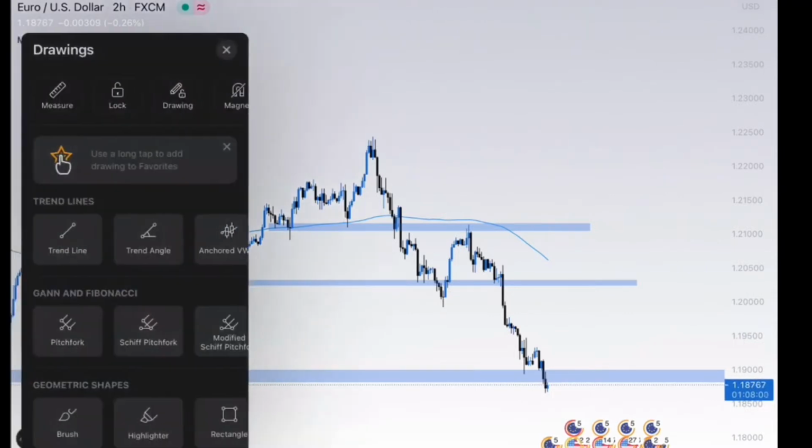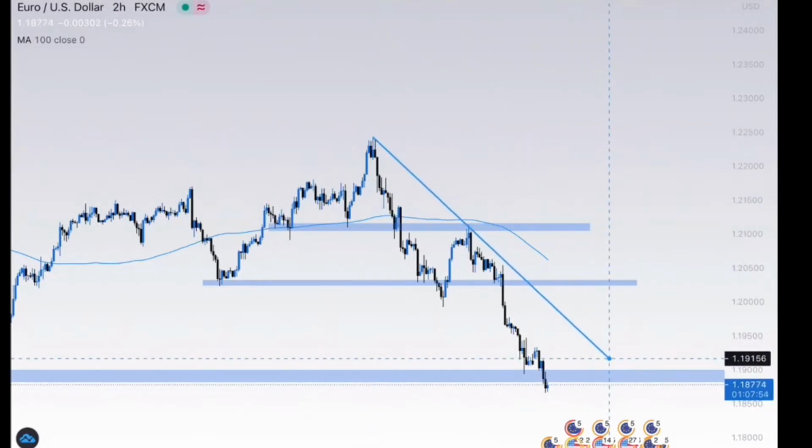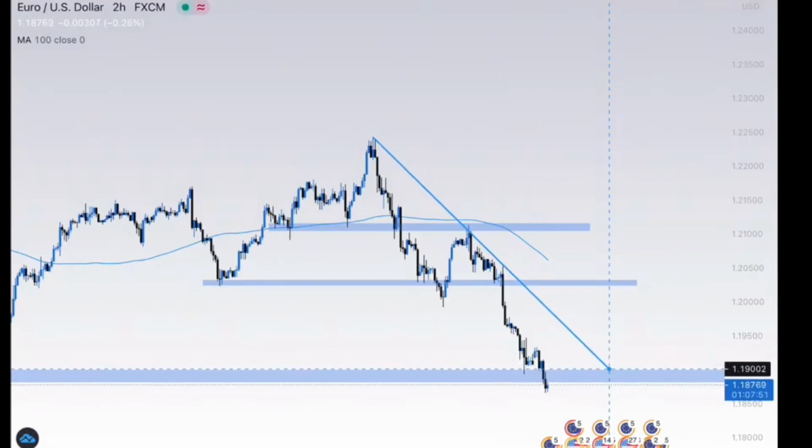But what the market tends to do is if it breaks an area of support or resistance, it will come back to retest that very same area that has just broken.